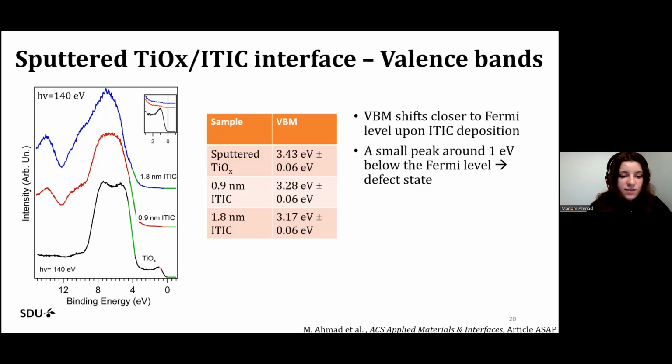This is the defect state that is often observed in the valence band of metal oxides, and it's coming from excess electrons partially filling the titanium 3d states in the surface and subsurface region due to oxygen vacancies. So basically, it is a defect state related to oxygen vacancies. After deposition of ITIC, it is attenuated, but if we zoom in, we can see that it is still there. It's not fully quenched.